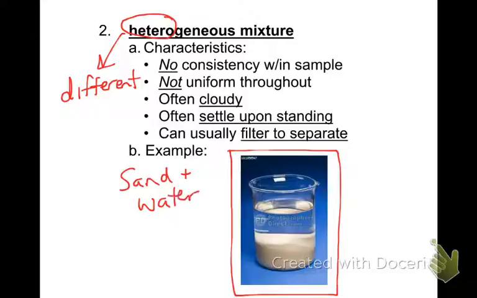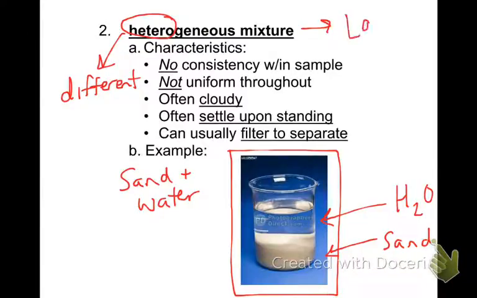So, if you take a beaker and you fill it partway with sand and then you fill it with water, you'll notice that you have layers. We have a layer of sand here at the bottom because it's more dense, and then we have a layer of water on top. So one thing you want to really look for in a heterogeneous mixture would be layers. That would mean that it's different throughout. What we mean by that is if we look at the bottom, it's not the same here as it is throughout the rest of the beaker. That's what we mean in terms of heterogeneous mixtures.